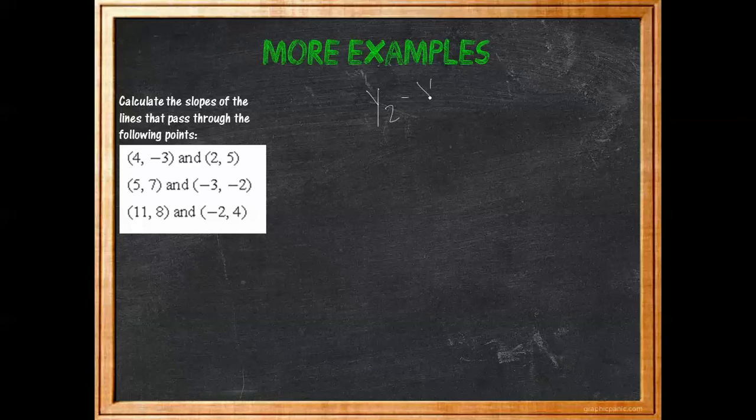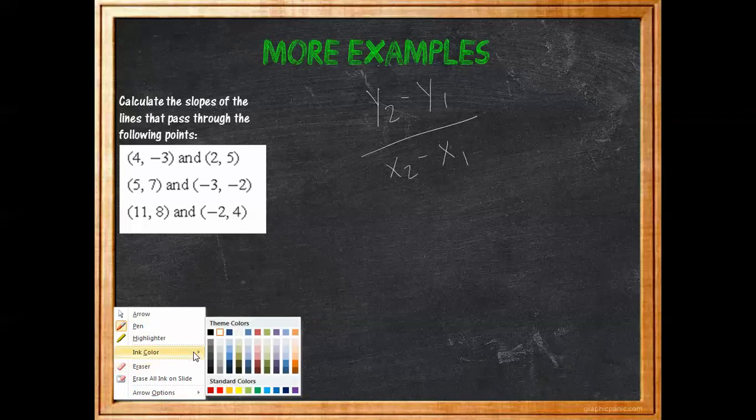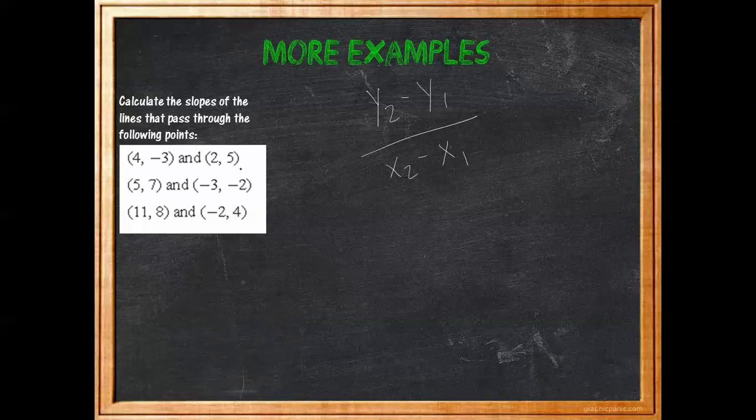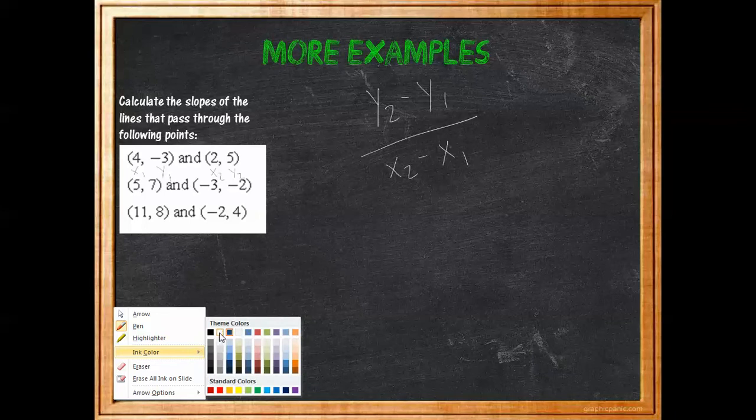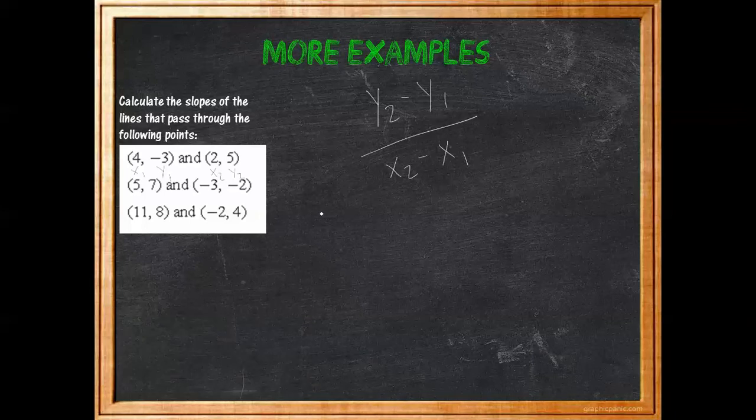Remember, we're going to use y2 minus y1 over x2 minus x1. All right, so this first one here, we have 4, negative 3, and 2, 5. So we're going to say this is x1 and this is y1. We're going to say this is x2 and this is y2. All right, so the first one here, y2, 5 minus y1. Now y1 is a negative 3, over x2, which is 2, minus x1, which is 4.